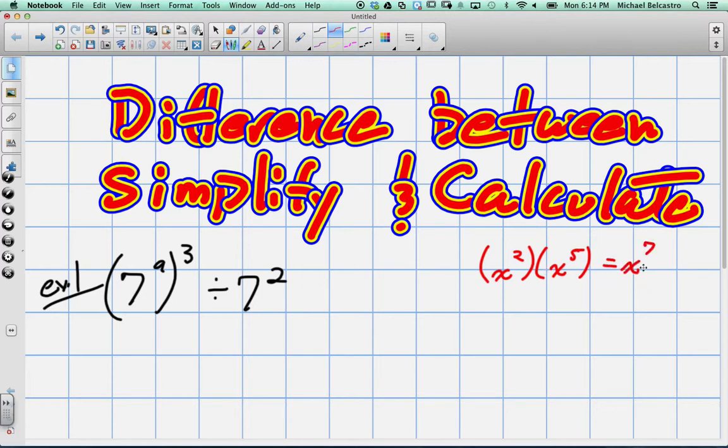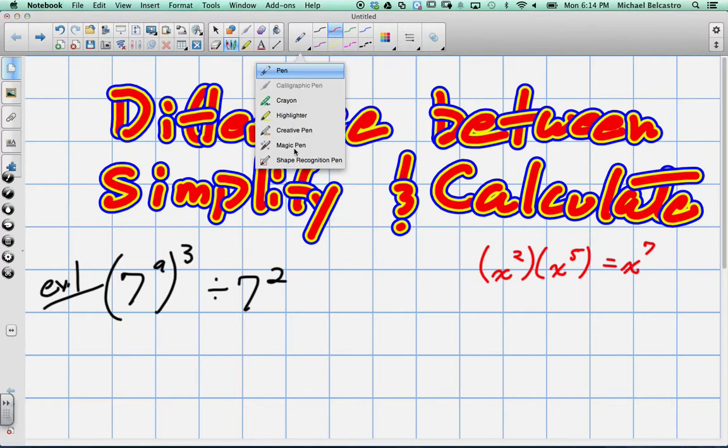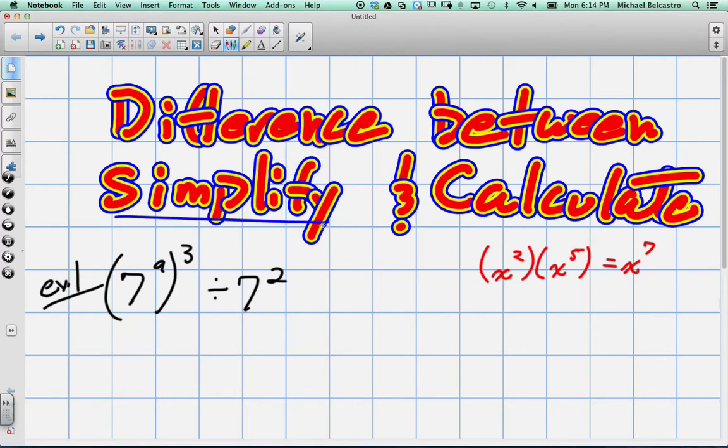Because I actually haven't gotten a real answer. I don't know what x is in this question. All I've done is taken two numbers and turned it into one. And that's the idea of simplifying. So in this question we're going to simplify first. I really want to be able to write this as something with a base of 7 to some exponent. That would be simplifying it.